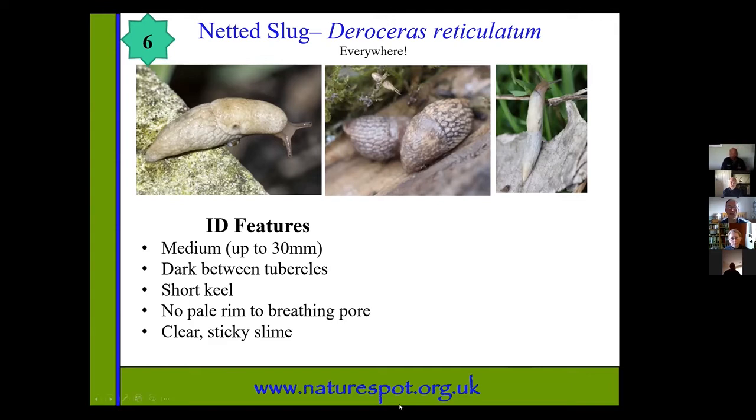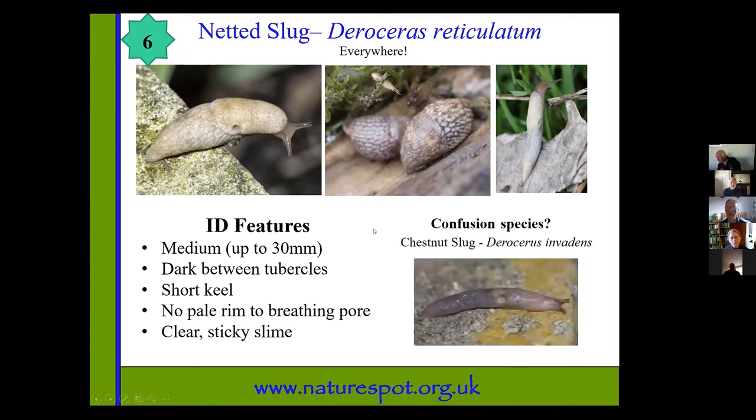And it's one of the species that has a very short keel. You can just about see that on the middle picture here, where it comes up from the tail and then peters out. And as the name suggests, it can be recognized in most cases because between the tubercles on the back, the underlying skin is darker. So it looks like there's a net pattern on its back. And to help distinguish it from other species, or particularly the nearest looking one, if you look around the pneumostome here, you'll see that there is no difference in the color.